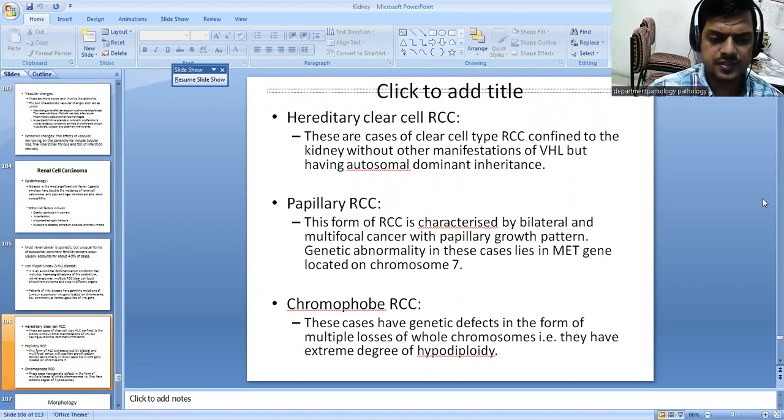Chromophobe RCC. These cases have genetic defects in the form of multiple losses of all chromosomes, that is, they have extreme degree of hypoploidy.